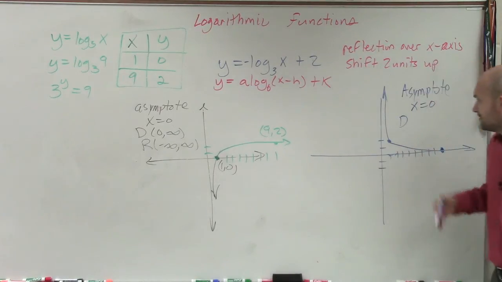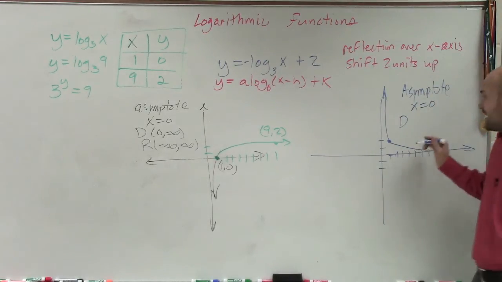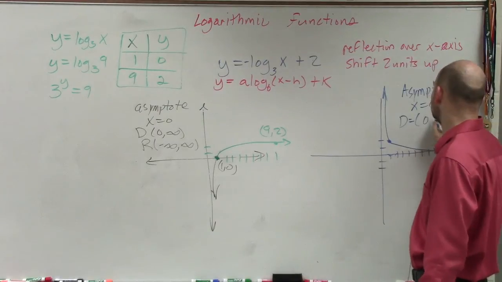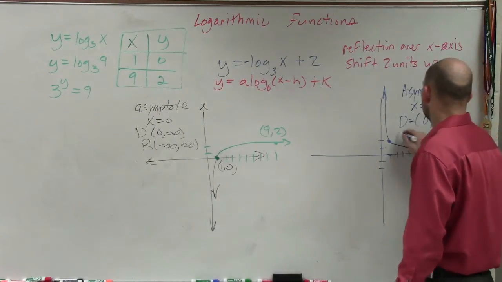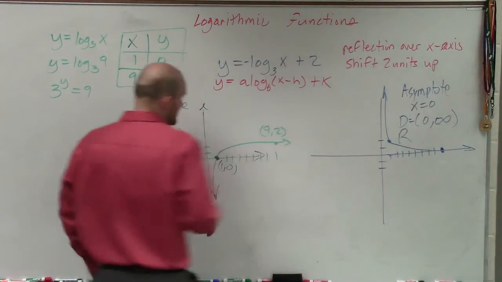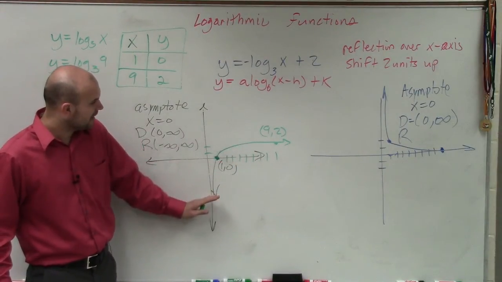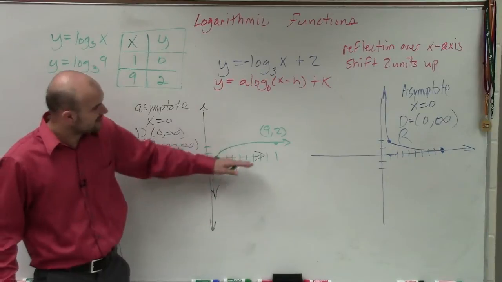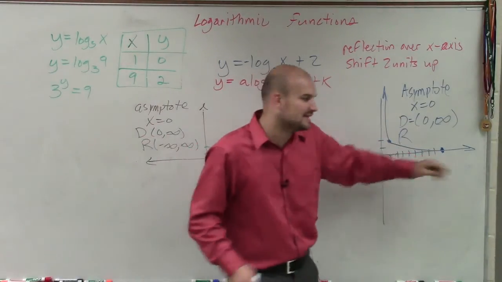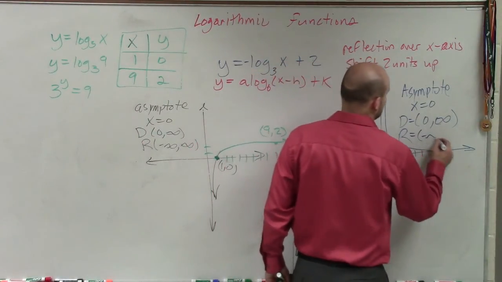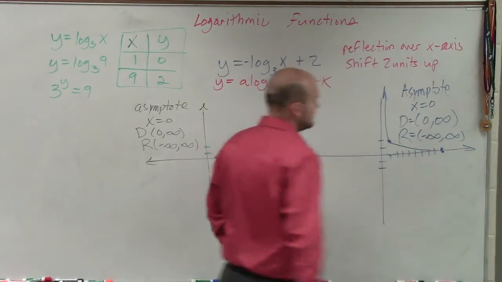My domain, still, again, I didn't shift my asymptote, so my domain is going to be the same, 0 to infinity. And my range, this is where it gets a little tricky. Because before, my range, actually, no, my range is still, this is going to keep on increasing, and this is going to keep on decreasing. So my range is going to be from negative infinity to infinity.